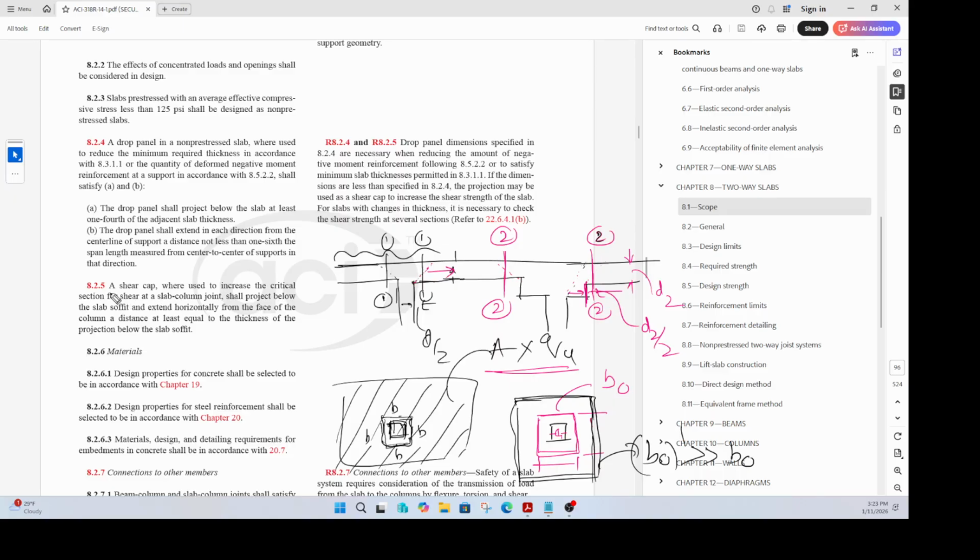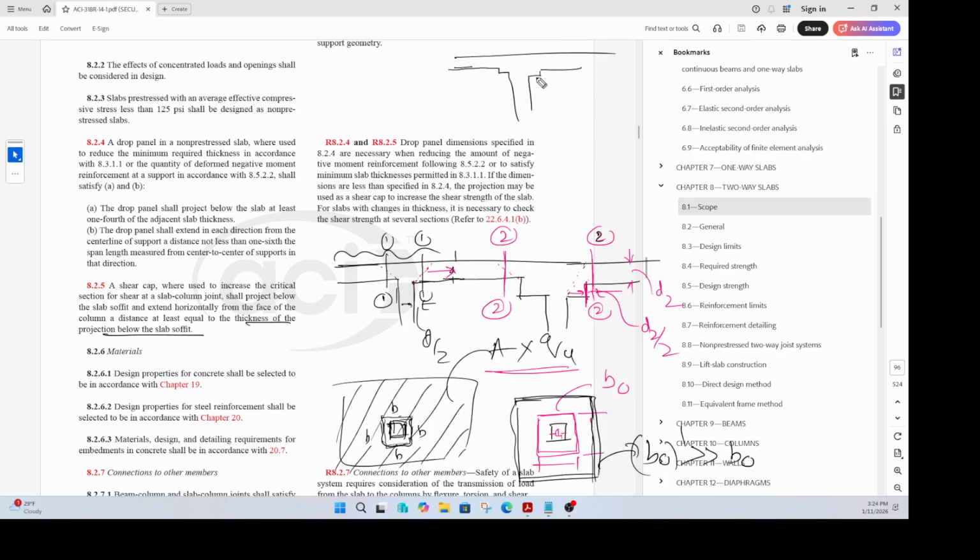Let's see what this section reads. A shear cap, when used to increase the critical section for shear at a slab joint, shall project below the soffit and extend horizontally from the face of the column a distance at least equal to the thickness of projection below the soffit. So you cannot say that, okay, here is my, I'll just do like that and call that a shear cap. You cannot do that, right?